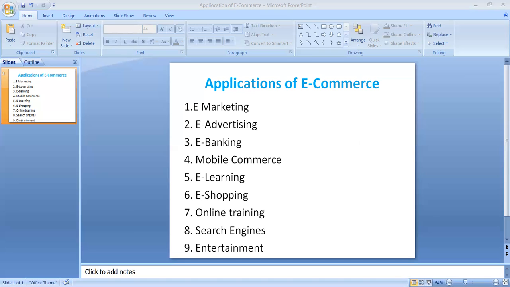Then the second application of e-commerce is e-advertising. It is also known as online advertising. It is a form of promotion that uses the internet and the World Wide Web to deliver marketing messages to attract customers. For example, banner ads, social network advertising, online classified advertising, etc.